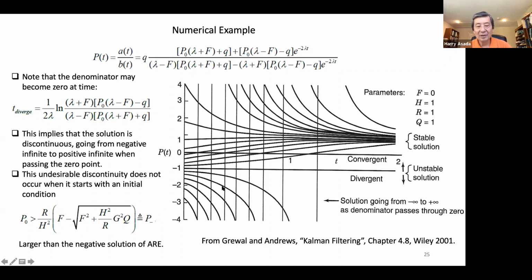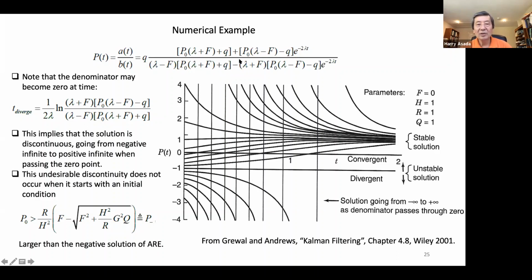It's going down, and then in fact going to minus infinity, and then comes back from plus infinity, comes down here. It's basically discontinuous. Why does that happen? Because for some initial value condition P naught, this denominator, this B part, may take the value of 0, may become 0. So something divided by 0, that's going to shoot up to infinity.